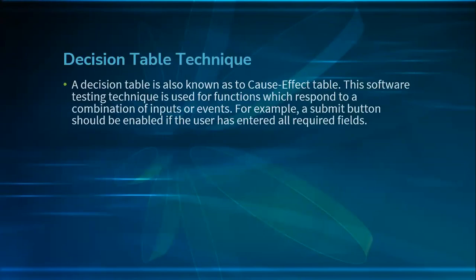So the next thing takes us to the decision table technique. A decision table is also known as a cause-effect table. This software testing technique is used for functions which respond to a combination of inputs or events. For example, the submit button should be enabled if the user has entered all required fields.